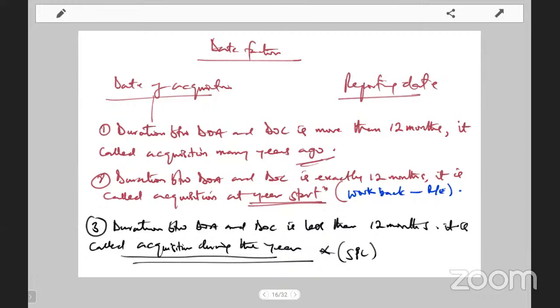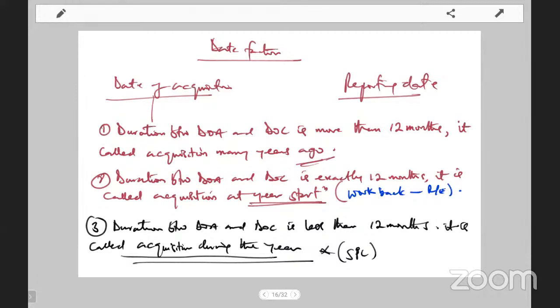One, what is the date of acquisition's relationship with the reporting date, which I told you could also be referred to as the date of consolidation. If the duration between the date of acquisition and the date of consolidation, the date of reporting, is more than 12 months, you are talking about acquisition many years ago. But if the duration from the date of acquisition to the date of consolidation is exactly 12 months, then you are talking about acquisition at the beginning of the year.